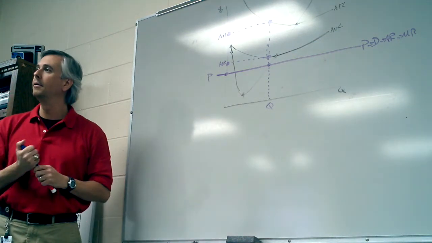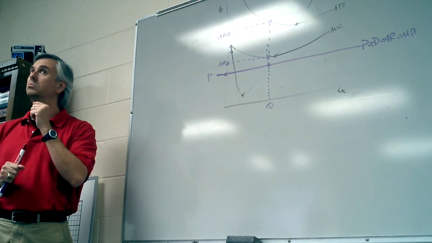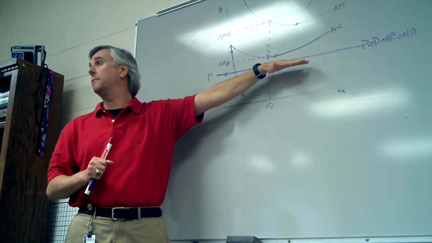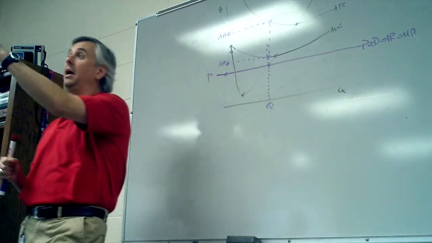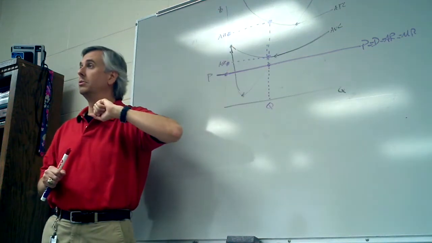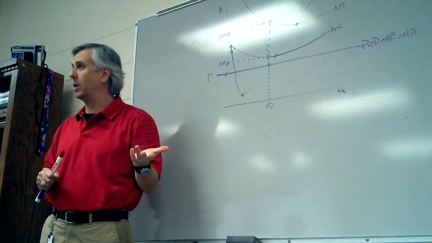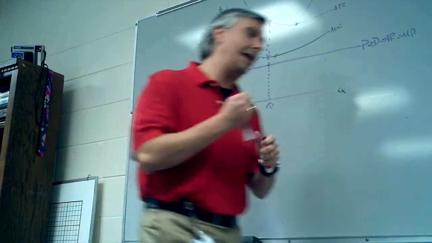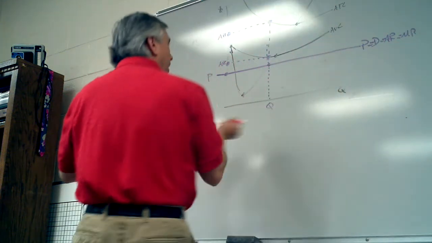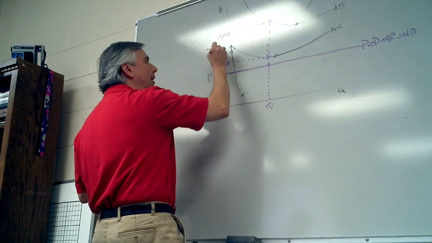In this case, ATC is above price. But what you're asking is, if price lies between average variable and average total cost, that's my loss minimization situation. In that case, you're not bleeding oxygen-rich pulmonary blood. You just got nicked. You've got a cut. It stinks for you.